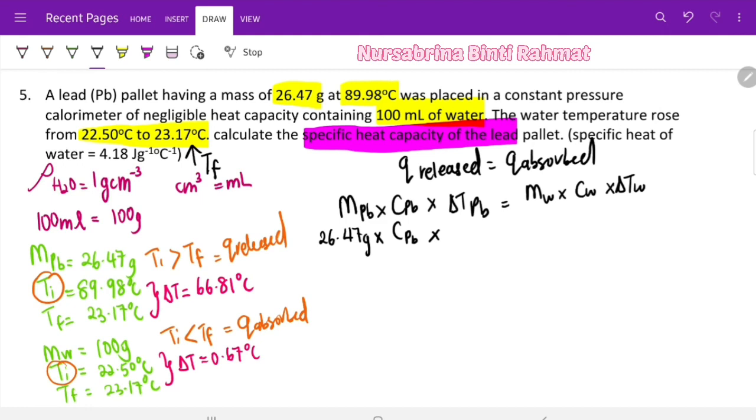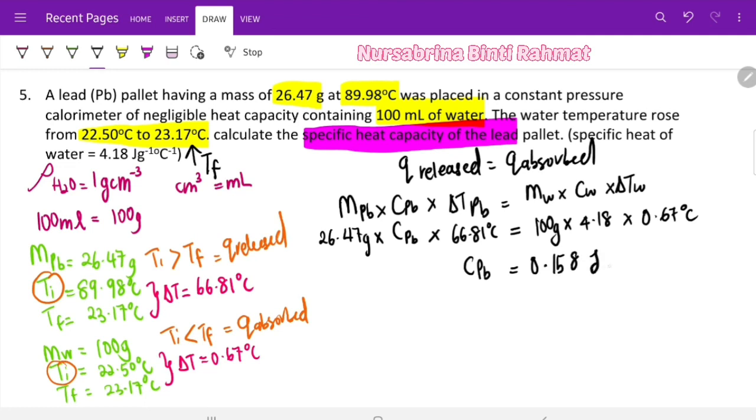The temperature change for my lead pellet is 66.81 degrees Celsius, equals 100 grams times 4.18 times the temperature change of my water, 0.67 degrees Celsius. Let's solve to calculate the specific heat capacity of your lead pellet. If you solve it, you will get the specific heat capacity to be 0.158 joule per gram per degree Celsius.